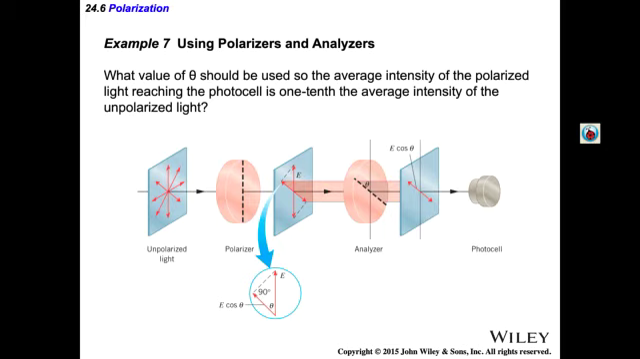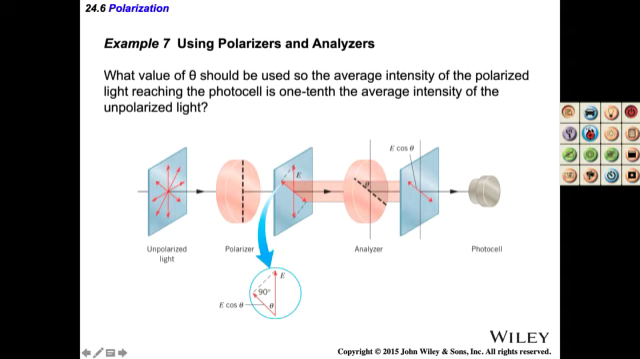What value should theta be so the average intensity of the polarized light reaching the photocell is 1/10 the average intensity of the unpolarized light? Okay, so the average intensity of the unpolarized light is I naught. We want to get something that's 1/10 I naught coming in. All right, so here's what this would look like.